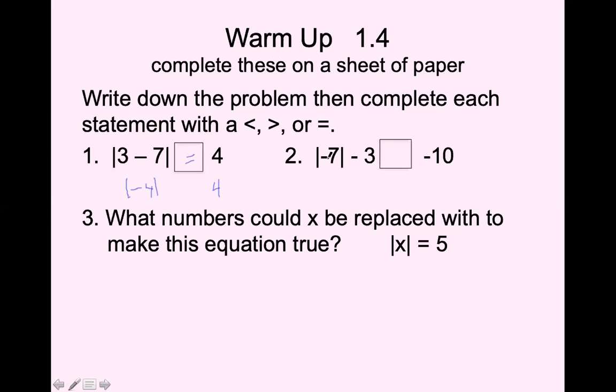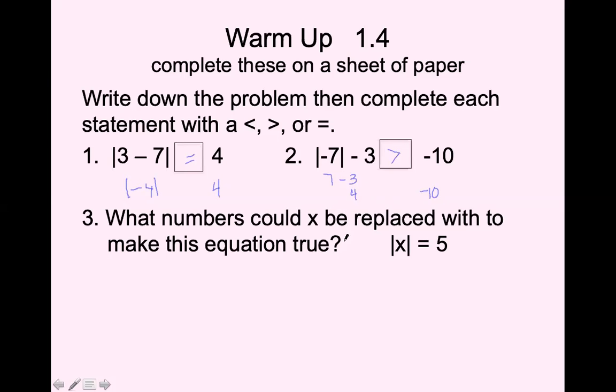Let's look at the second problem. Absolute value of -7 is 7, right? It's 7 units from 0. Minus 3. So on this side, I'd have a 4. On this side, I just have -10. Which of those is greater? They're not equal this time. 4 is bigger than -10, so I should have greater than.